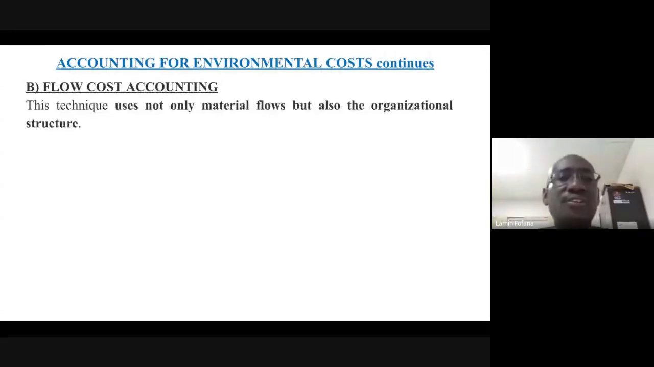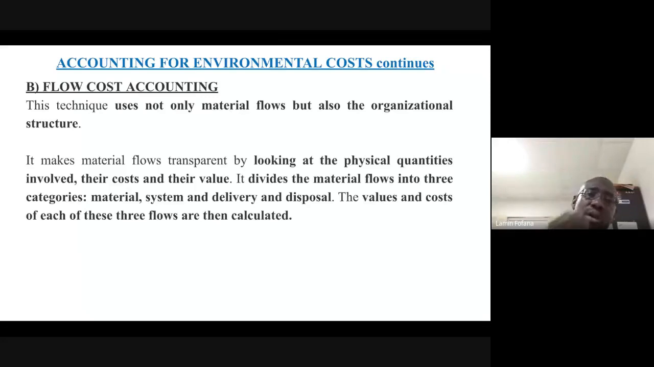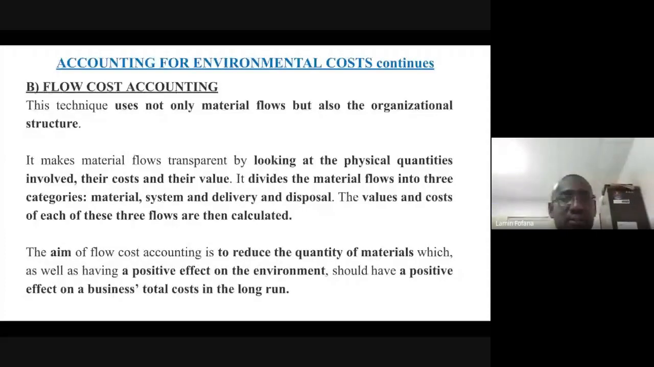The second method is very similar to the first method. It's called flow cost accounting. The technique uses not only material flows, but also organizational structure. It makes material flows transparent by looking at the physical quantities involved, their costs, and their value. It divides the material flows into three categories: material, system, delivery, and disposal. The values and cost of each of these three flows are then calculated. So it's very similar to the input-output, but this also looks at the system, the delivery process, and the disposal. So that's another method of accounting for environmental cost.